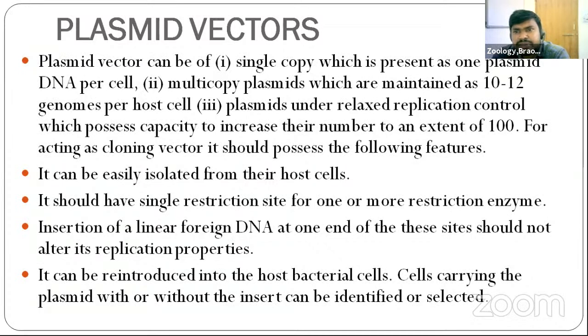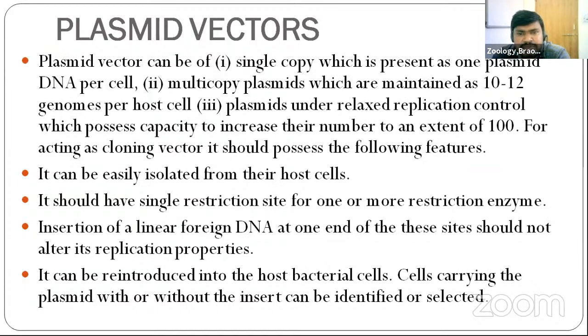The plasmid vector can be single copy, which is present as one plasmid DNA per cell. Otherwise, multi-copy plasmids are also there, which are maintained as 10 to 12 genomes per host cell. And the third one is plasmids under relaxed replication control, which possess the capacity to increase their number to an extent of 100. So for acting as a cloning vector, it should possess the following features.